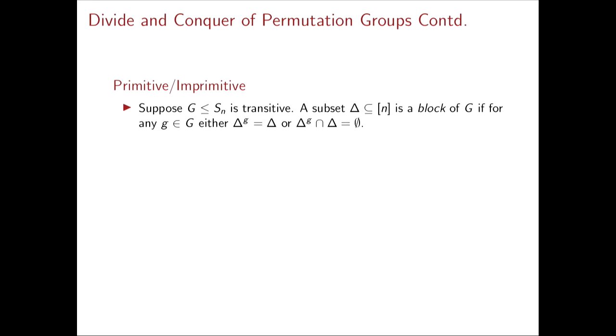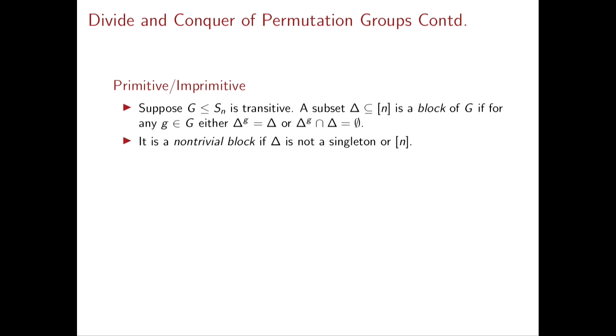So what is a block? These were discovered, I think, by Wielandt, a permutation group theorist from the 1950s. If G is transitive, a subset delta of the domain is called a block if it moves as a whole. That means either G maps the block to itself or it moves it fully away from the block. So when you apply all the permutations to this block delta, it moves around tiling the domain, which is 1 to n. So the size of delta must divide n, for example.